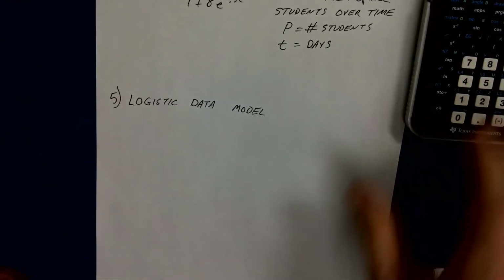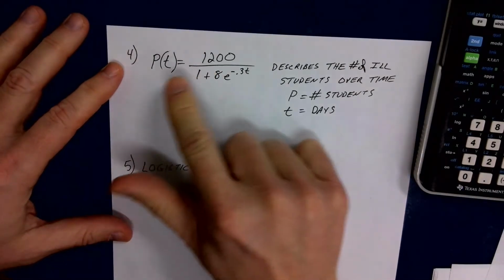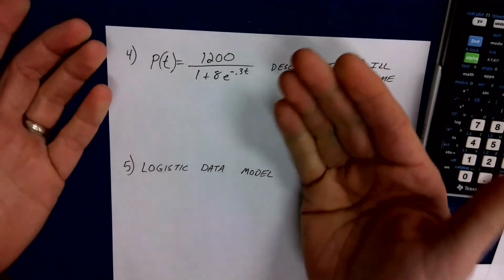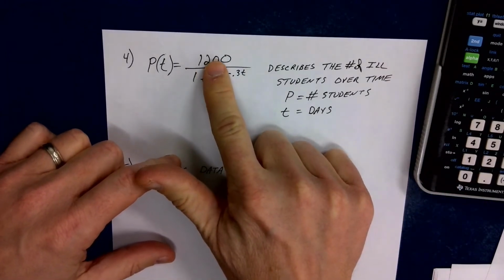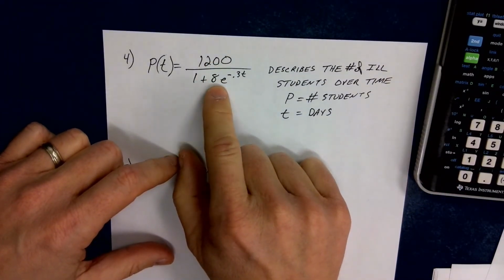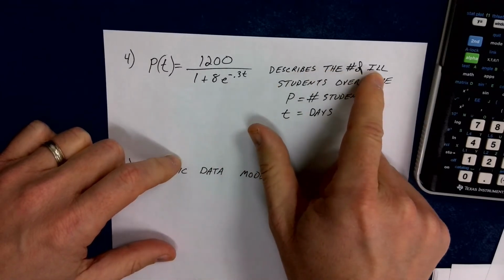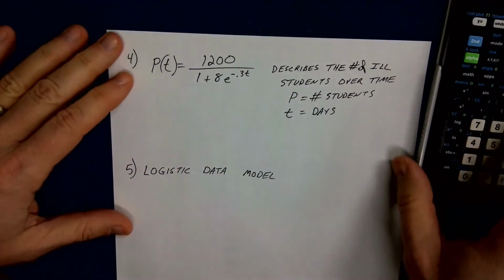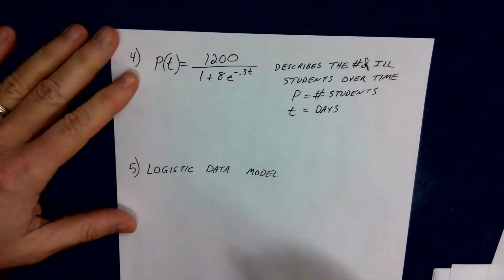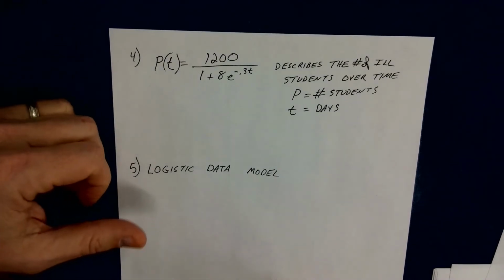So now we're going to go here. I have a new equation, and as you can see, it's obviously a logistic modeling equation. It says I start with 1200, and I divide by 1 plus 8 times e to the negative 0.3t. And it's supposed to be about the number of ill students. How unfortunately ironic that situation is in our dealings with COVID right now.